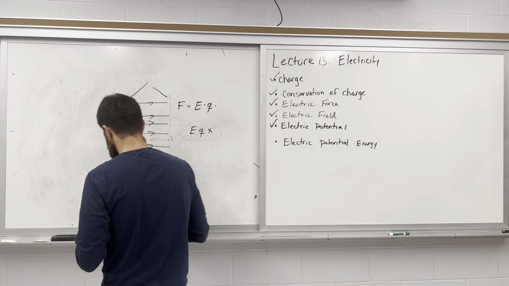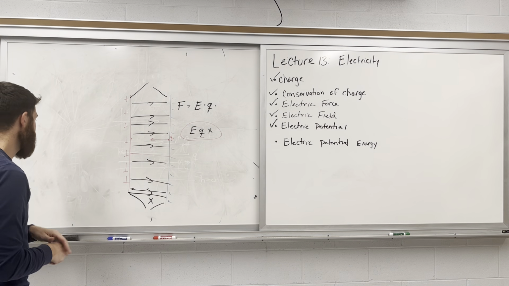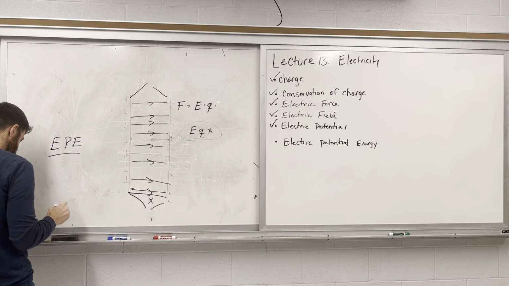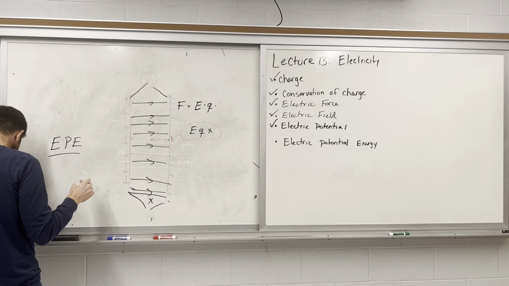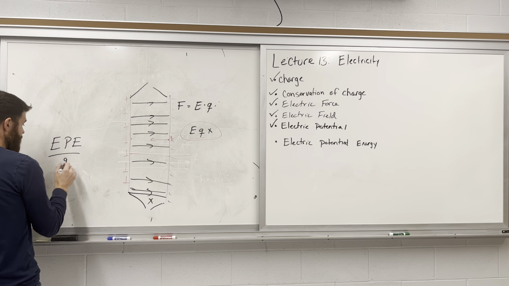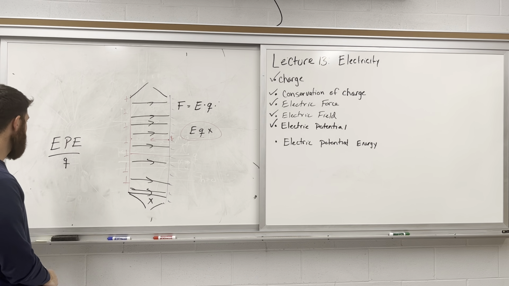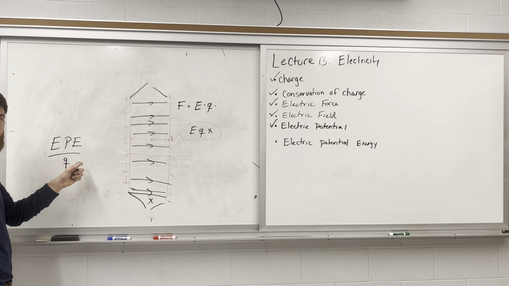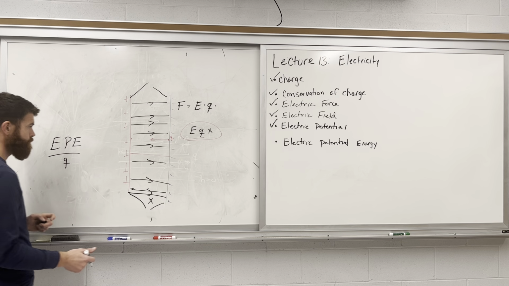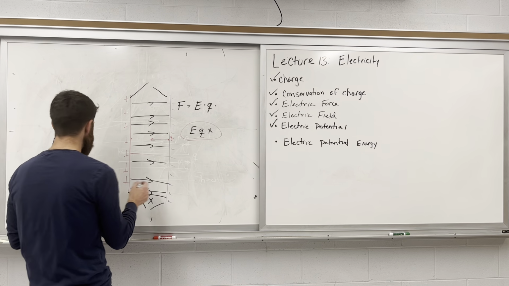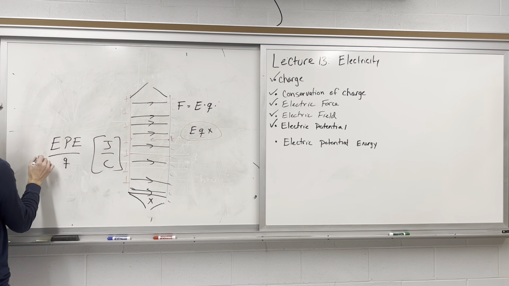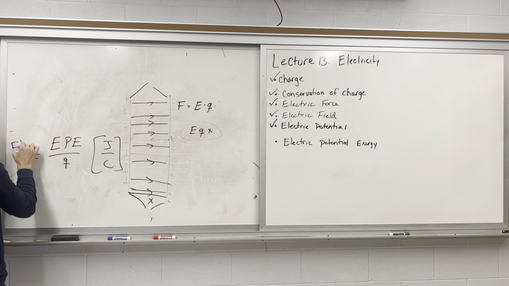Now, if we look at the electric potential energy divided by a little charge Q, that gives us the electric potential energy per charge, per coulomb. So this would have units of joules per coulomb. This is how we define electric potential.